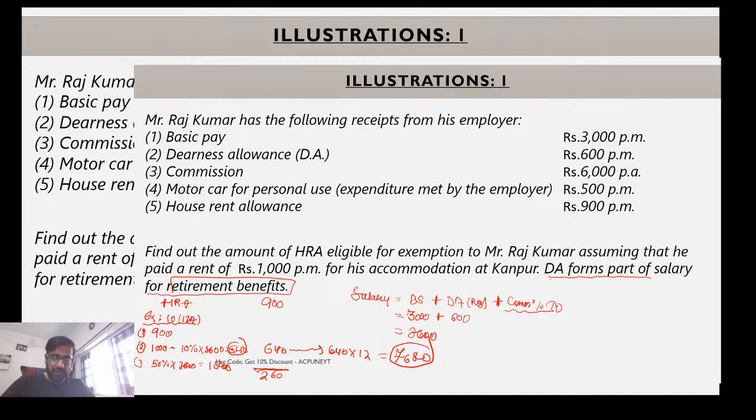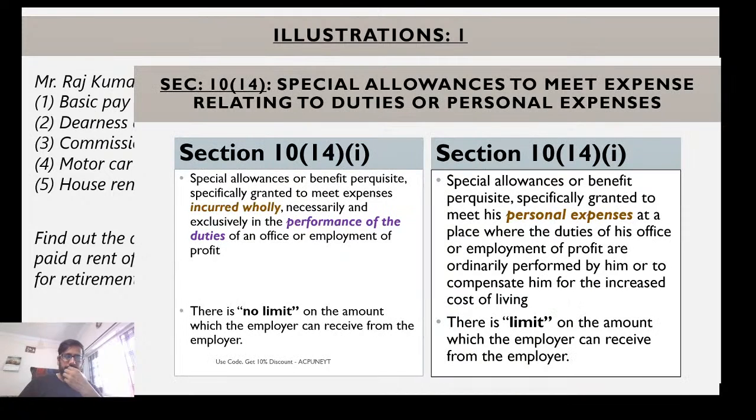Now, the next concept which we have to start is section 10, subsection 14, clause 1. Section 10(14) is for special allowances, to meet expenses related to duties or personal expenses. These are partially taxable and partially exempt allowances. Section 10(14)(i) talks about if you are receiving any allowances for official duty.